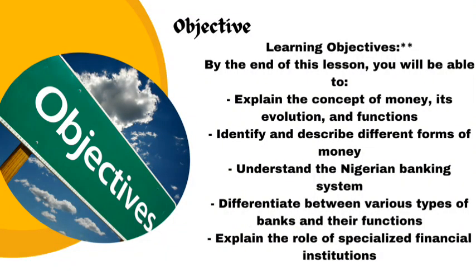On to the next one. Let us talk about our lesson objectives. What are we going to gain by the end of this lesson? By the end of this lesson, you will be able to, number one, explain the concept of money and its evolution and functions. Number two, identify and describe different forms of money. Number three, understand the Nigerian banking system. Number four, differentiate between various types of banks and functions. And the last but not the least, explain the role of specialized financial institutions.